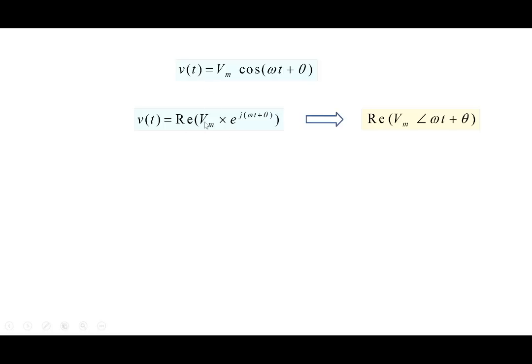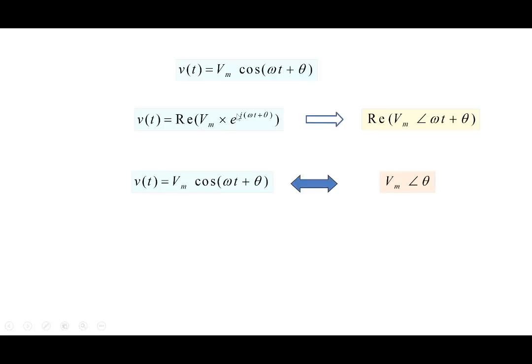And this Vm e to the power j(omega t plus theta), because e to the power j omega t is there in every term, basically you can just represent it as a short form of this, we say real Vm angle(omega t plus theta) here.